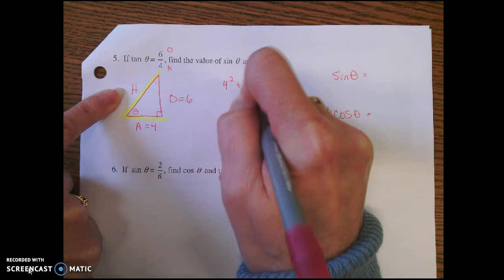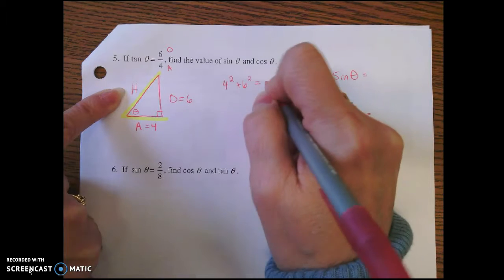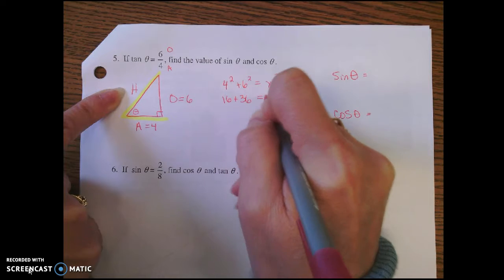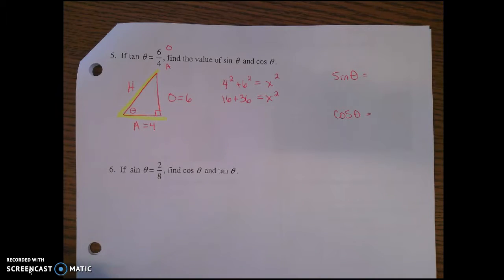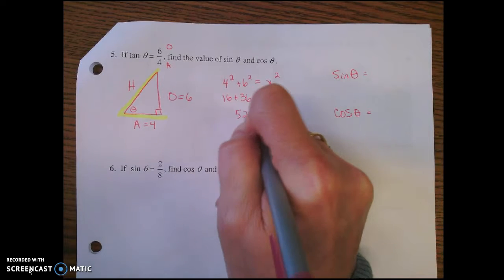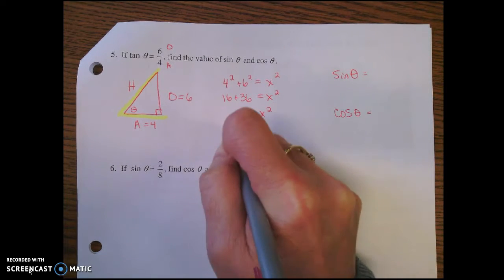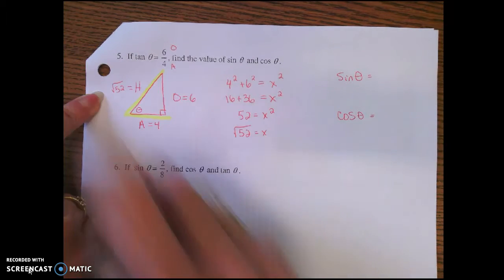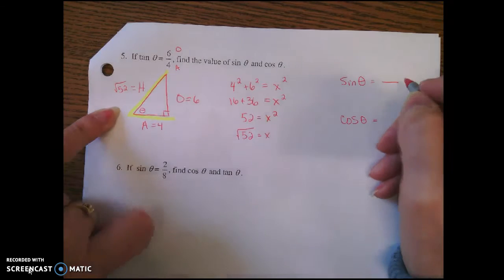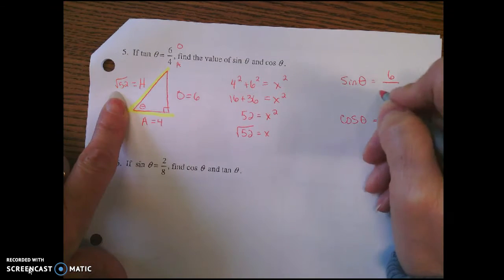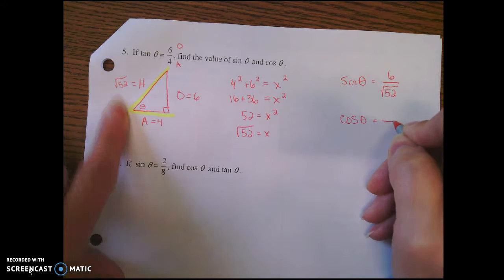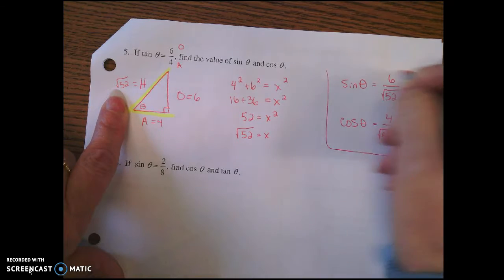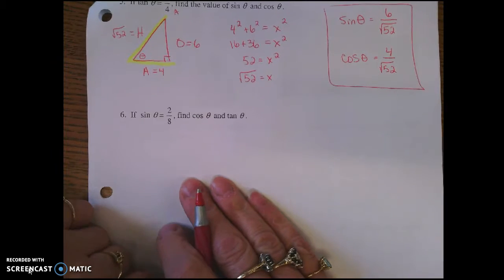So 4 squared plus 6 squared is going to equal my hypotenuse squared. 4 squared is 16, 6 squared is 36. Add them together, you get 52. Last step is to take the square root. Now that's okay. We're just going to leave it as a square root. That's totally fine. So now sine is opposite over hypotenuse, and cosine is adjacent over hypotenuse. Okay? So here's another one of the same thing.